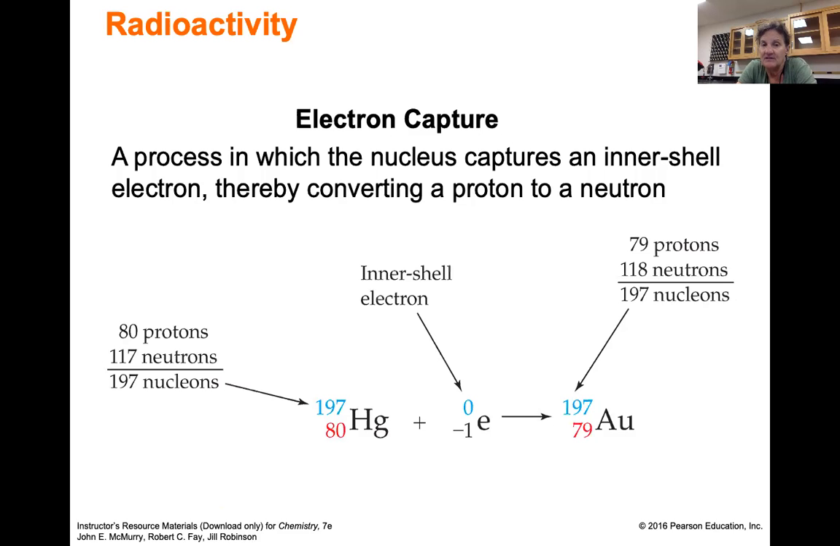Charges all have to balance the same. 197 plus 0 has to equal 197 on the right-hand side. And 80 minus 1 means that we now only have 79 protons in the gold that's created in this electron capture reaction.